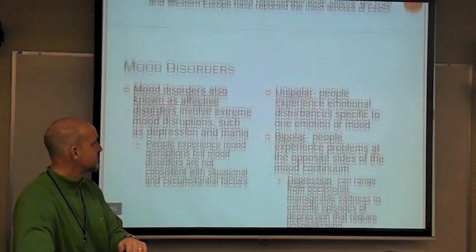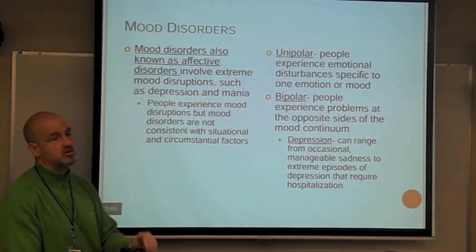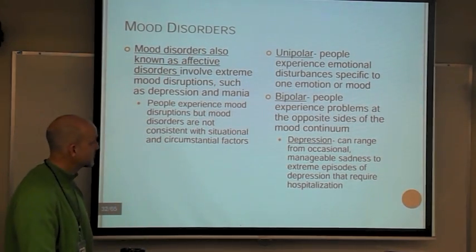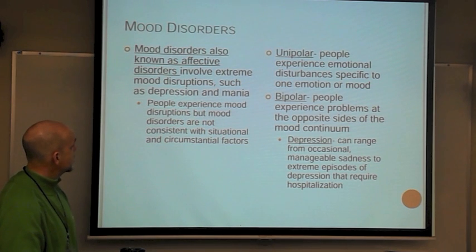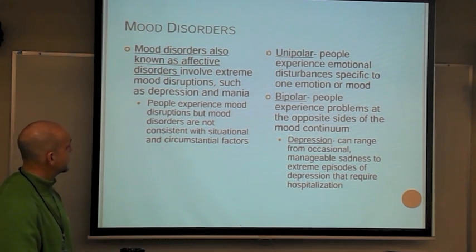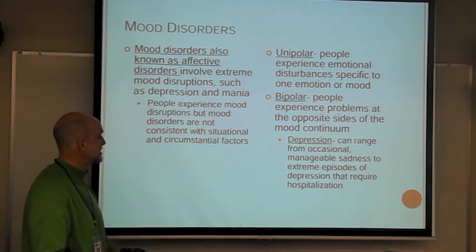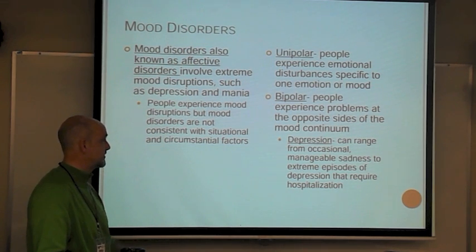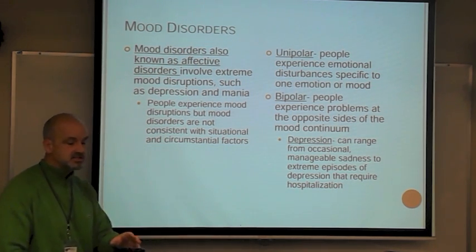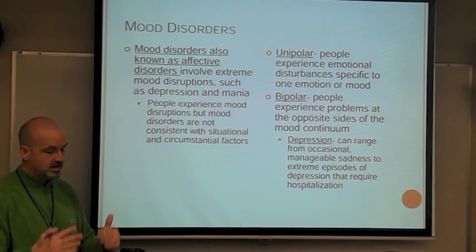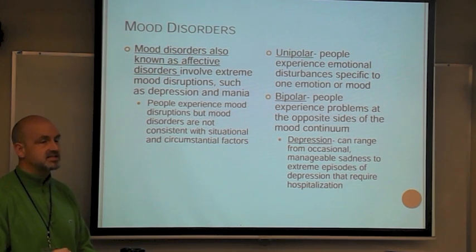Now, mood disorders are some of the most common. Major depression, okay, which is under mood disorders, is also known as affective disorders. And this involves extreme mood disruptions such as depression and mania. People experience mood disruptions, but mood disorders are not consistent with situational or circumstantial factors. So in other words, if somebody passed away in your life, you would obviously be depressed, but that's consistent with the situation of somebody dying.